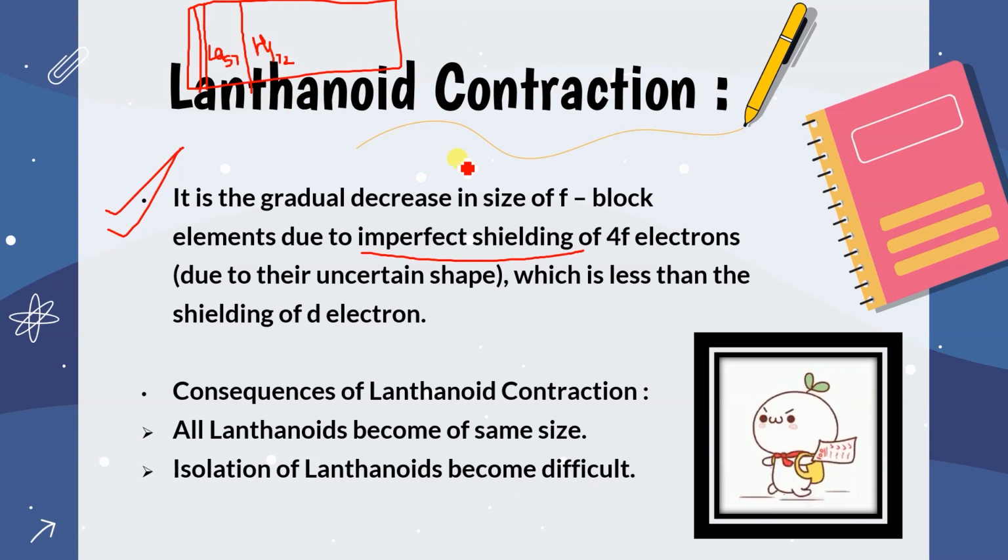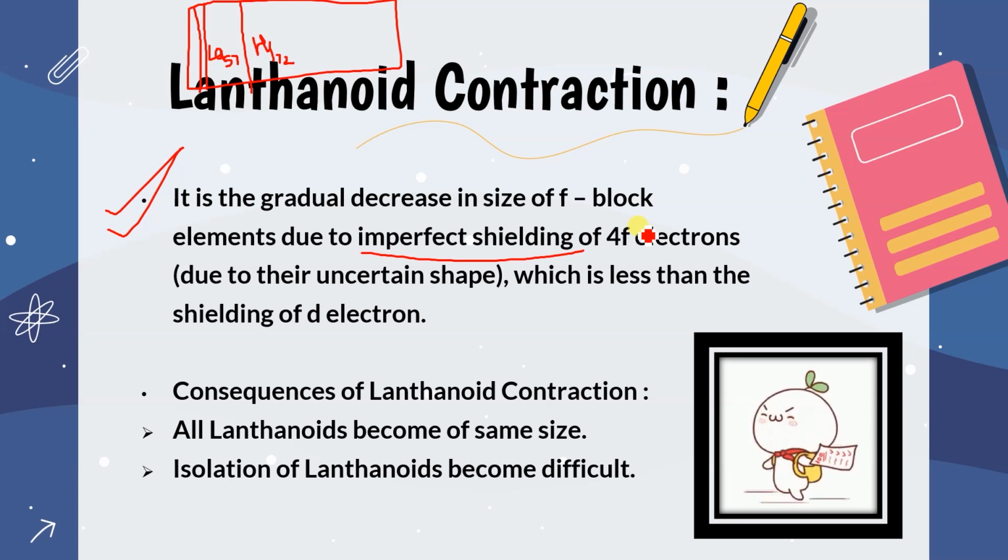This is imperfect shielding of 4f electrons. The 4f electrons are not able to shield the outermost electron from the nucleus, and hence the outermost electrons feel more contracted towards the nucleus, and that's why the atomic size decreases, contracts, and they become almost the same size. All the 14 elements are of the same size. Since they have the same size, their properties are almost the same because they are of group 3 only. So all the properties are the same and their size also becomes the same.